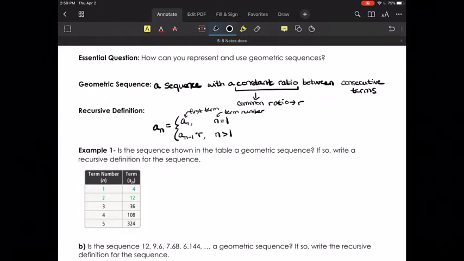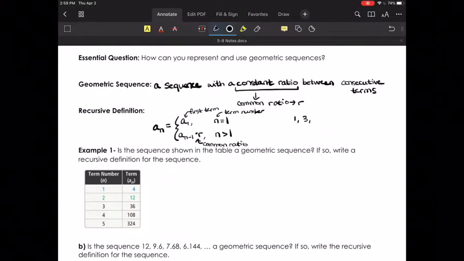You have a n minus 1. So that means the previous term, okay? Because if you're looking at the fourth term, the one previous to that would be the third term. That's 4 minus 1. R is your common ratio. And then n is still your term number. So whenever you're talking about the second term, third term, fourth term, fifth term, anything that's bigger than 1, you multiply the previous term times the ratio, okay? So a n minus 1 times r means multiplying the previous term times the common ratio.